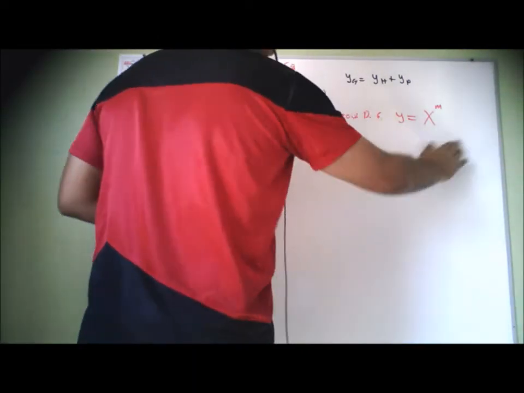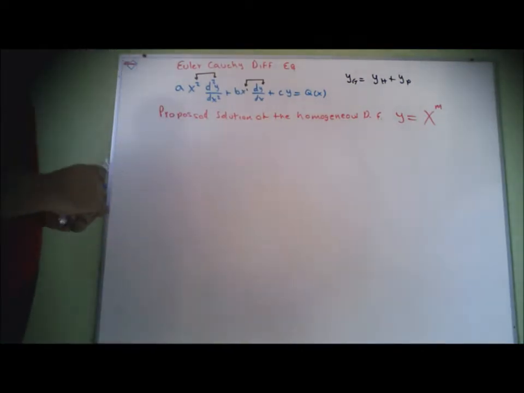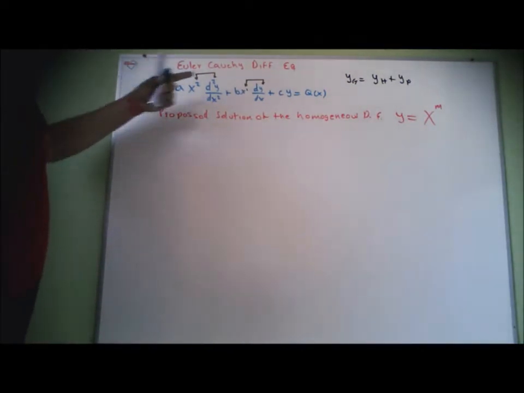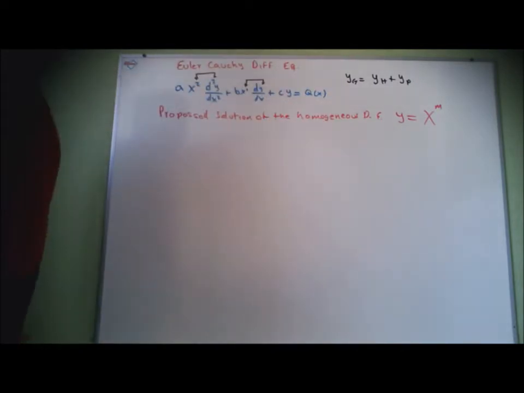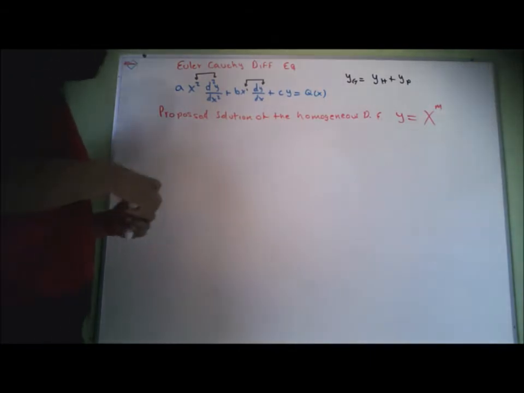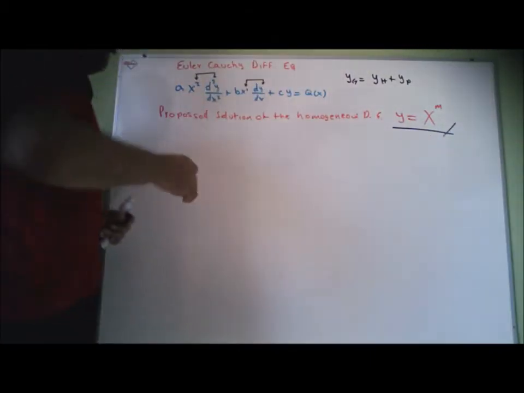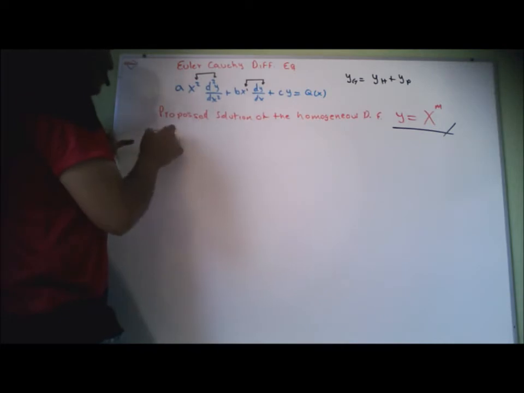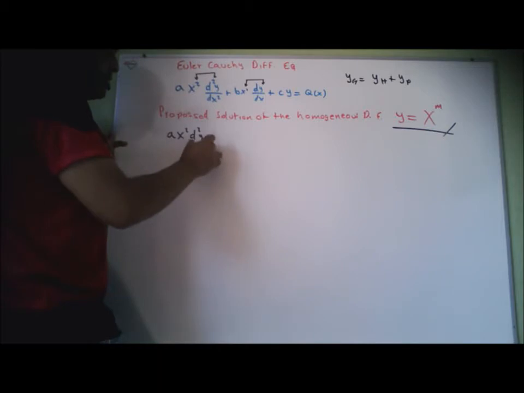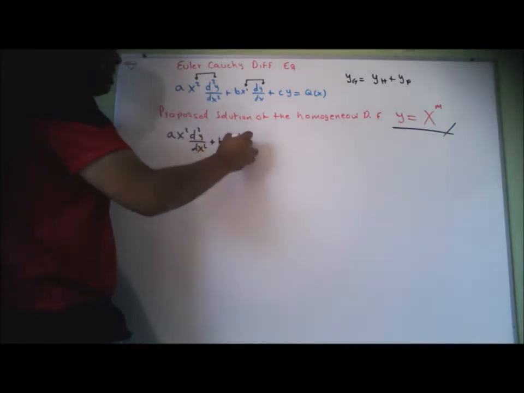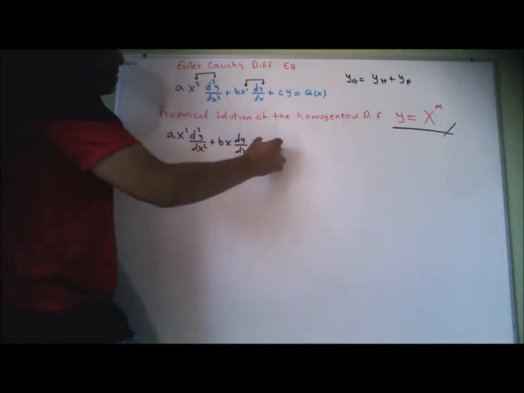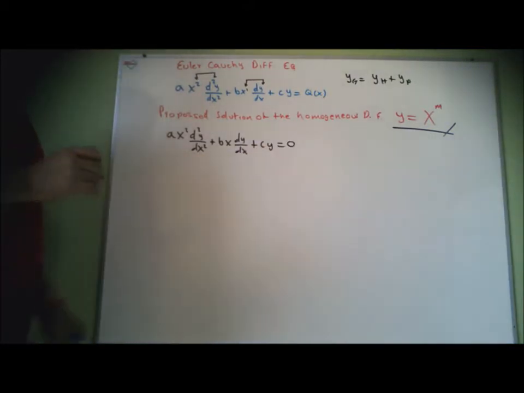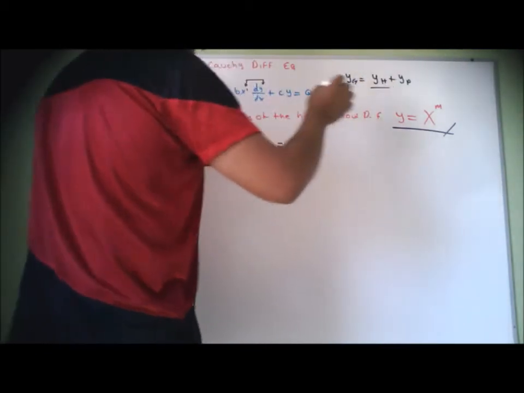We are going to propose that as the solution. And again, just like in the previous method, we are going to find first the homogeneous solution, and then we are going to worry about the particular solution. Okay, so this is the proposed solution of the homogeneous differential equation. So the homogeneous differential equation is a x squared second derivative of y with respect to x squared plus b x first derivative with respect to x plus c y equal to 0. So we are going to find only this part first and then the particular.